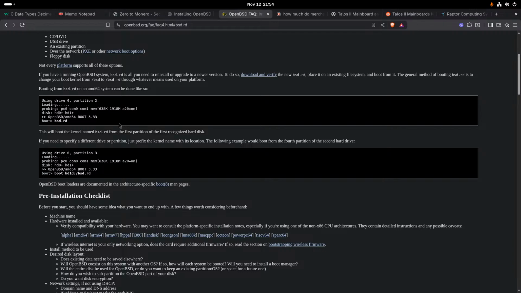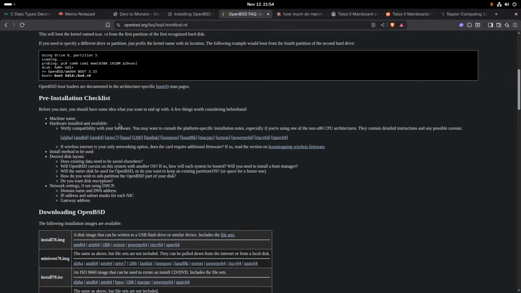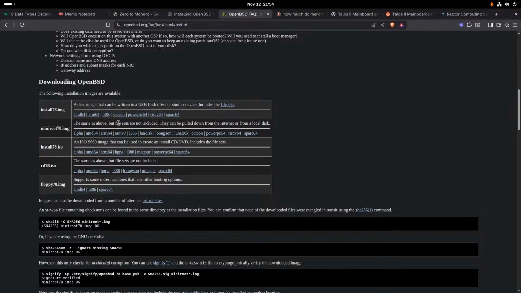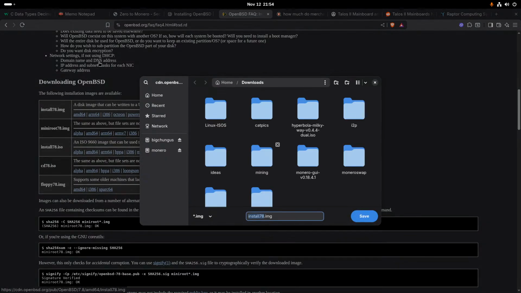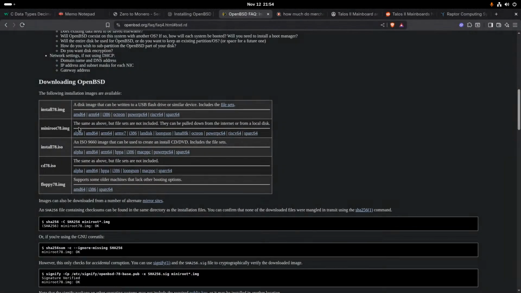Booting from BSD on an AMD64 system can be done like so. Oh, okay, here it is. Disk image that can be run. Okay, interesting. Oh no, I want the ISO. I want the ISO.